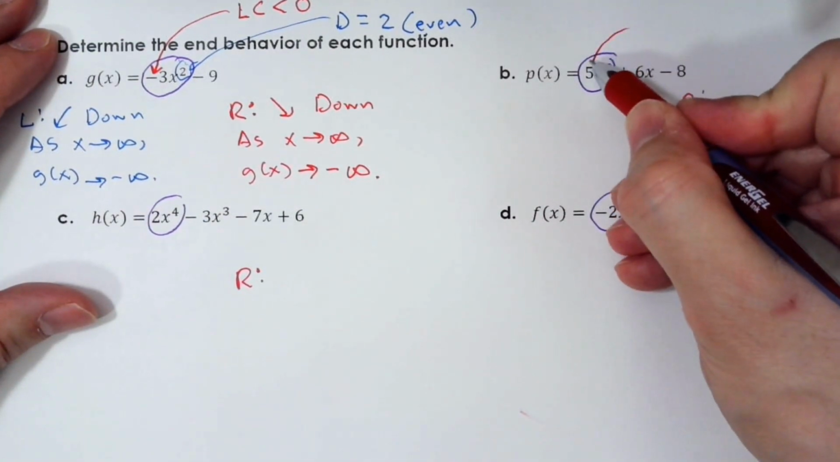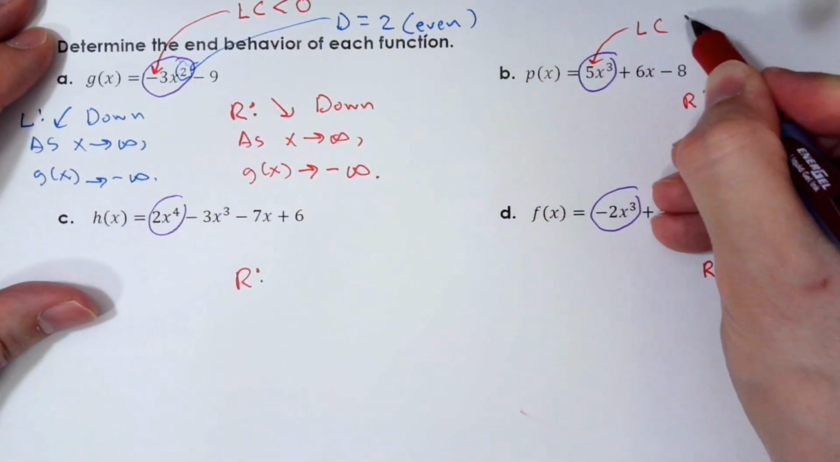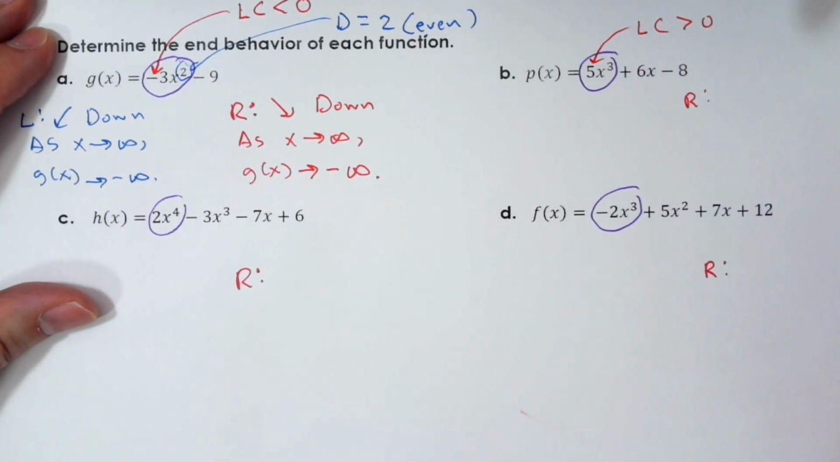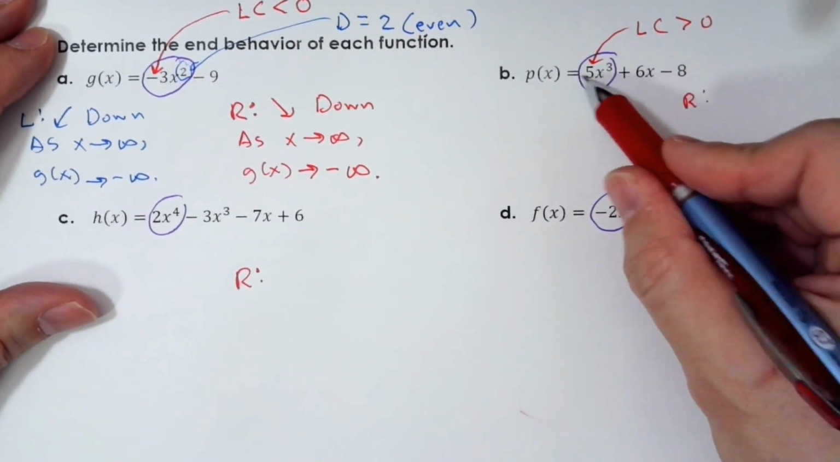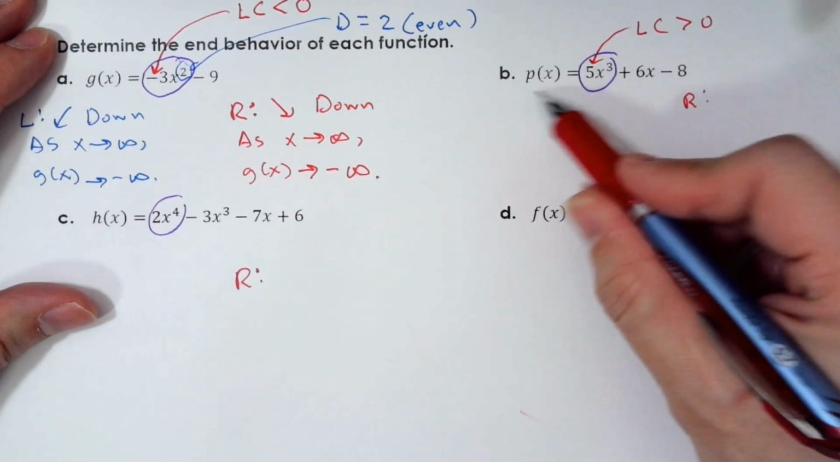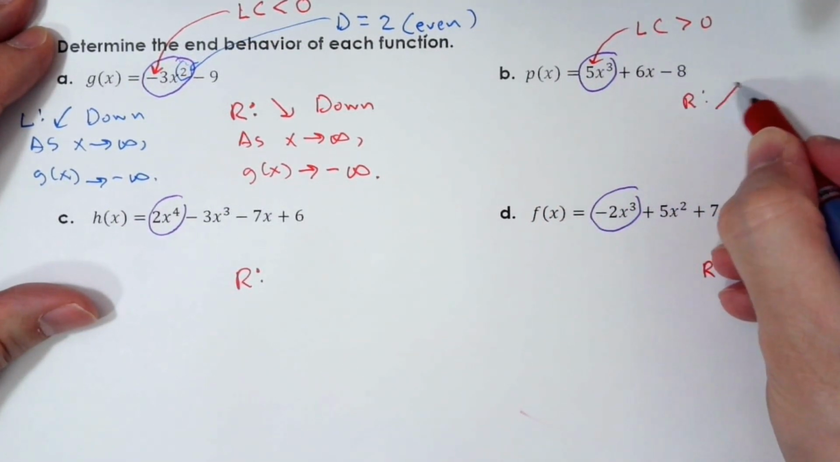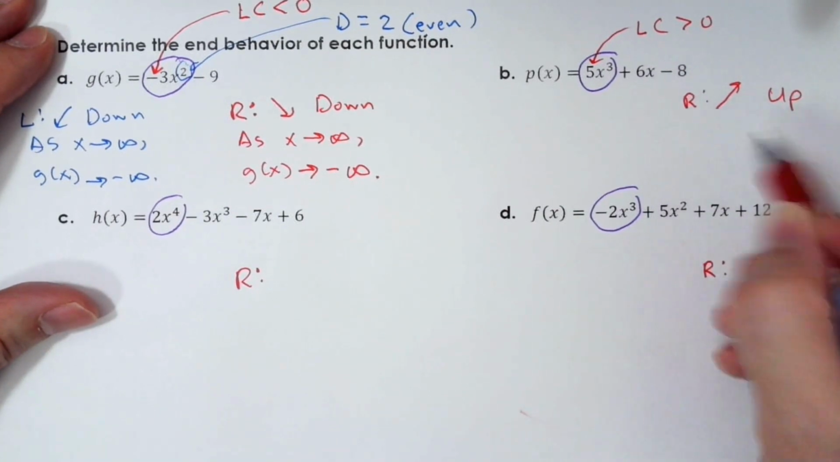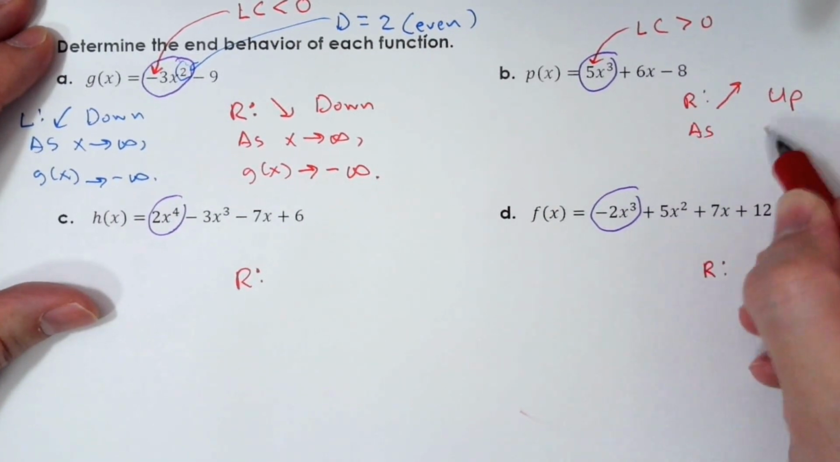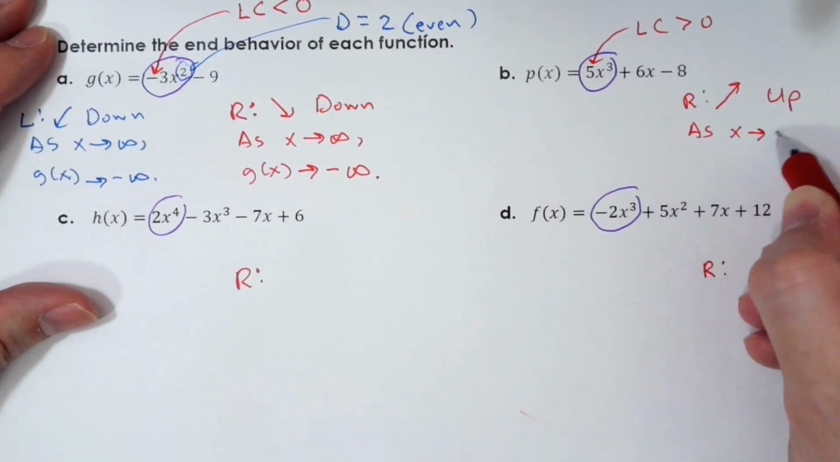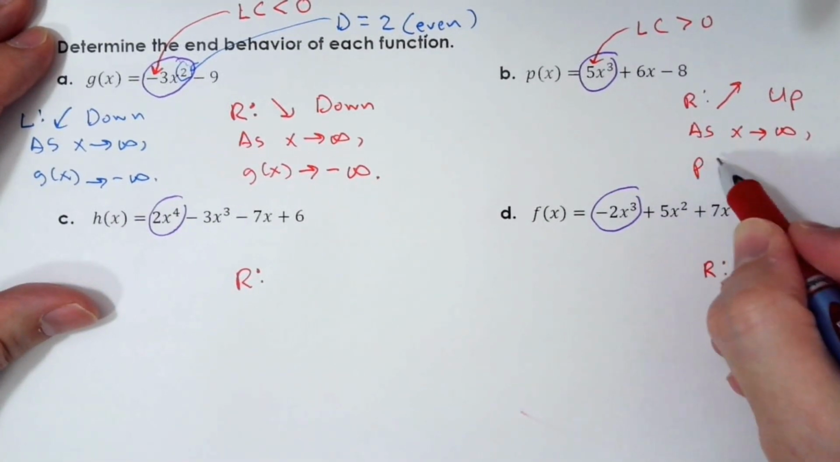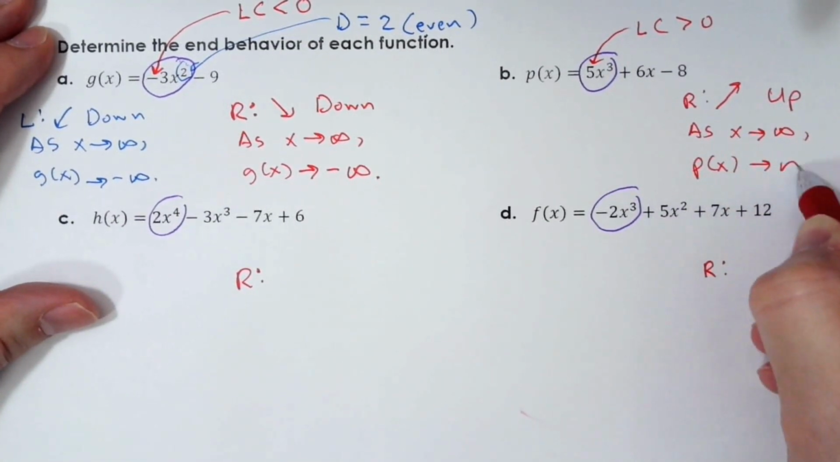Here, the leading coefficient is 5, which is clearly a positive number. So as x gets very large, this gets very large and positive. P gets large and positive is one way to think about it. So as we go to the right, we go up, or you could write the word up. Or if your teacher prefers, you could write as x goes to infinity, p of x also goes to infinity.